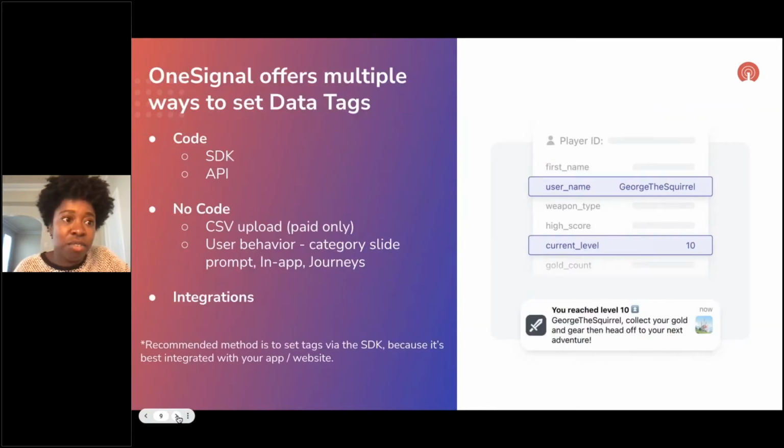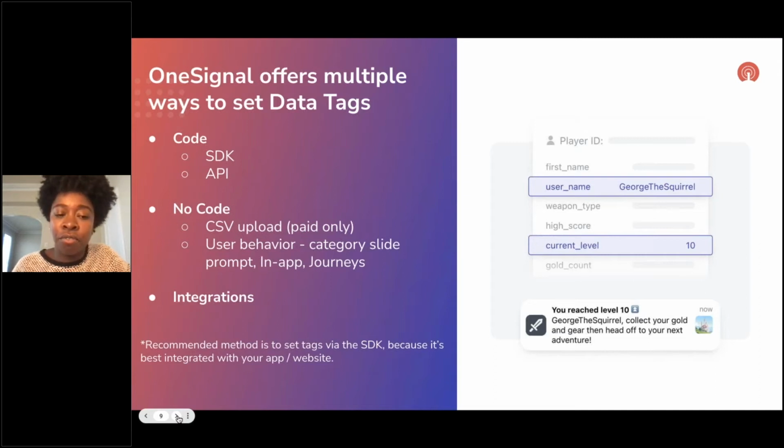With OneSignal, we actually offer multiple ways to set data tags within the system. I've broken it down here into 3 sections. One way to add data tags is via code, and that's via the SDK or the API. But for those of you that aren't developers or don't know how to code, there are actually a lot of no-code options as well. As I listed here, the no-code options include uploading a CSV of your user attributes or data tags.